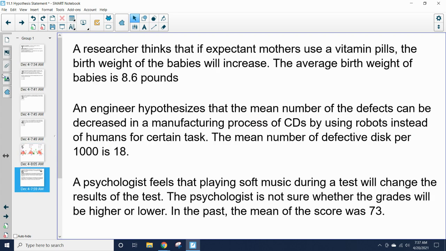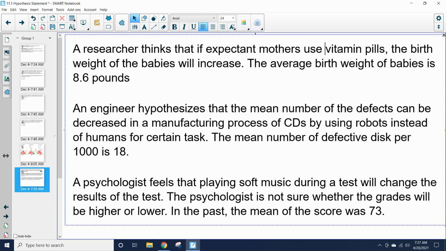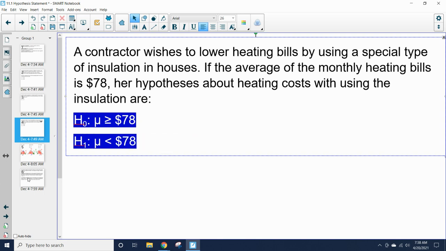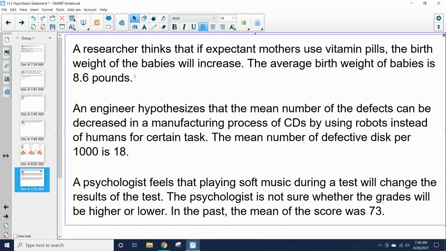All right, so a researcher thinks that if expectant mothers use vitamin pills, the birth weight of babies will increase. The average birth weight of babies currently is 8.6 pounds. So we need to figure out what our null hypothesis is and what our alternative hypothesis is. So our null hypothesis, let me actually copy this so I don't have to type this up a bunch of times.